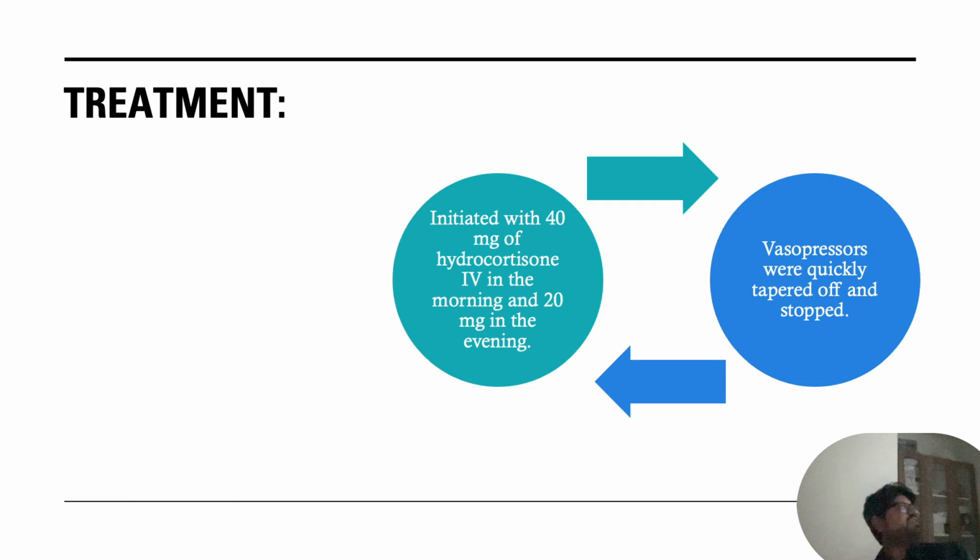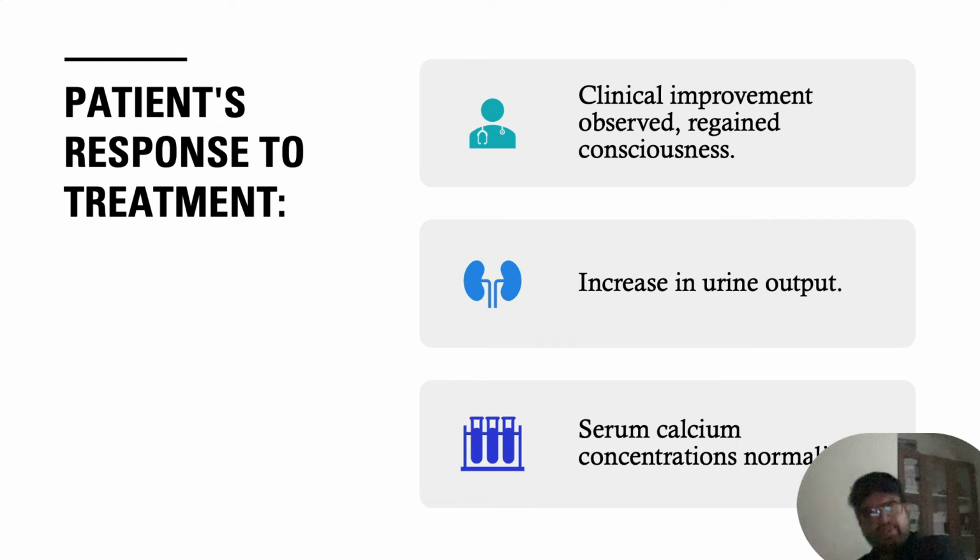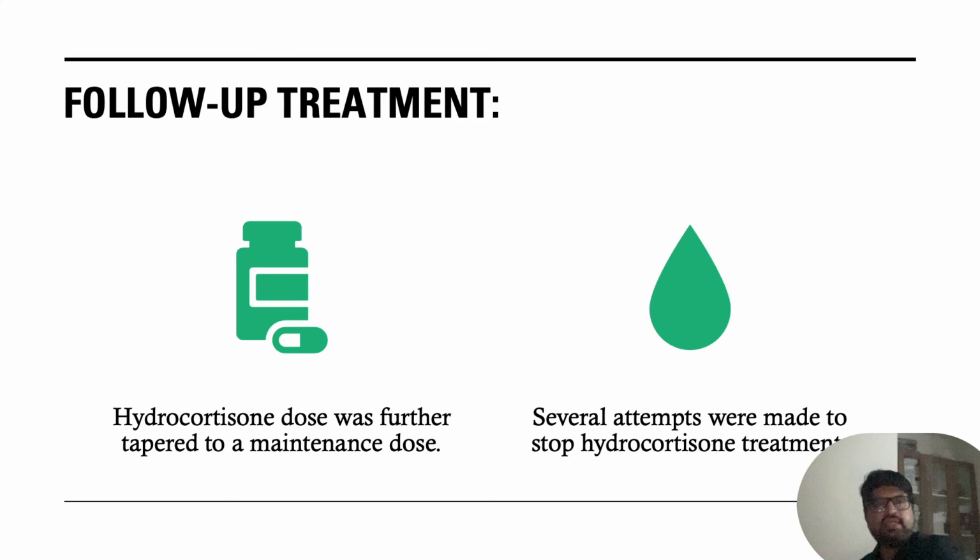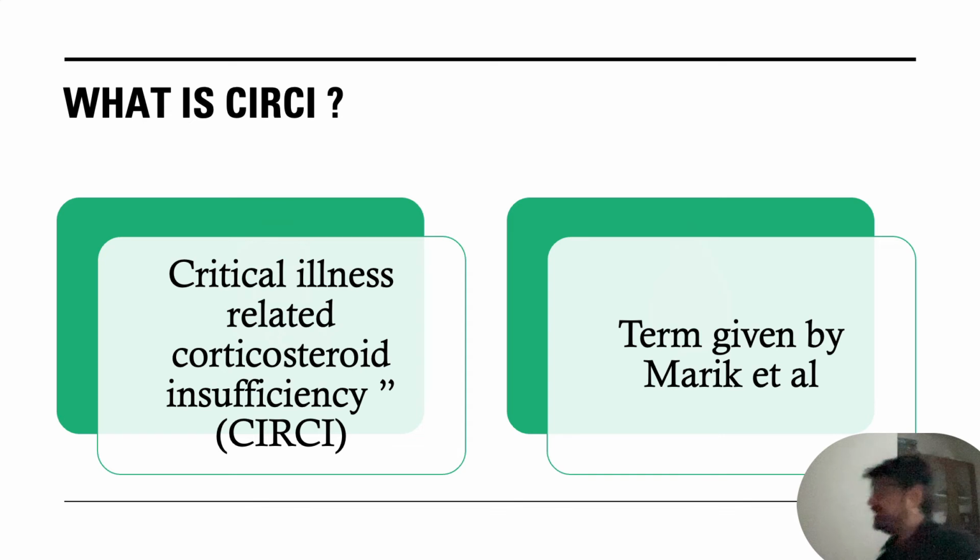So what they did was they started the patient on steroids, right? Instead of giving these high doses of 100 milligram, etc., they gave 40 milligram of hydrocortisone in the morning and 20 in the evening, and then gradually the patient responded and the vasopressors could be tapered off, right? The patient had improvement in urine output, serum calcium concentration normalized, hydrocortisone was further tapered, and then at some level you could stop, right? Now this is basically CIRCI.